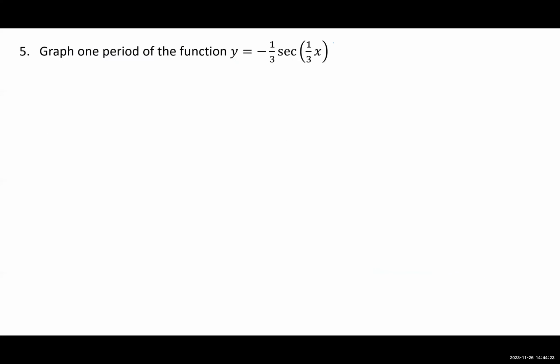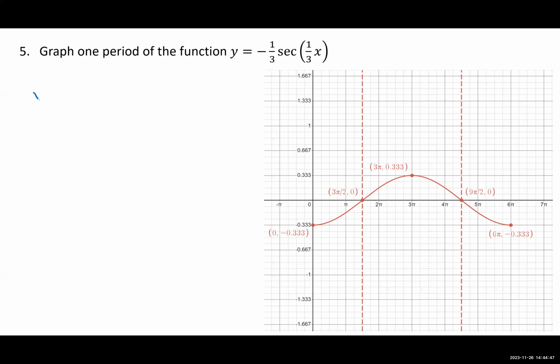All right, so let's look at this guy right here. Graph the function y is equal to negative 1/3 times the secant of 1/3 x. Negative 1/3 times the secant of 1/3 x. Well, step 1 is to graph y is equal to negative 1/3 times the cosine of 1/3 x.